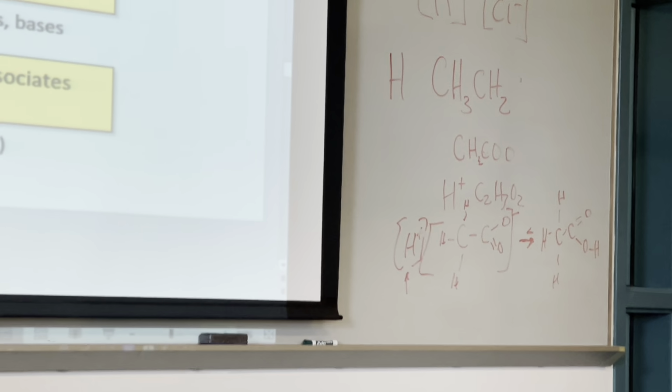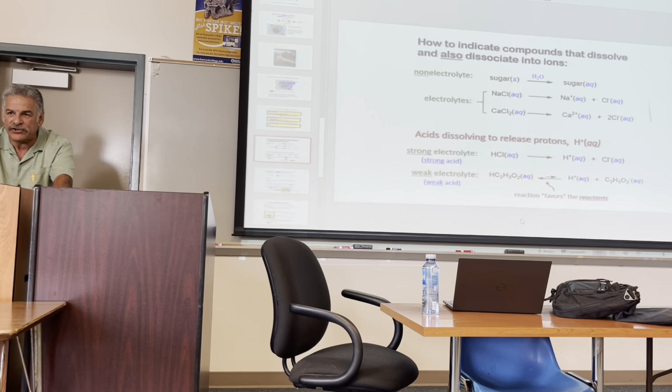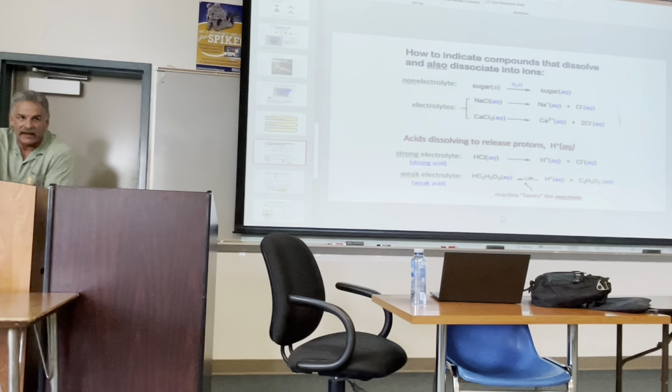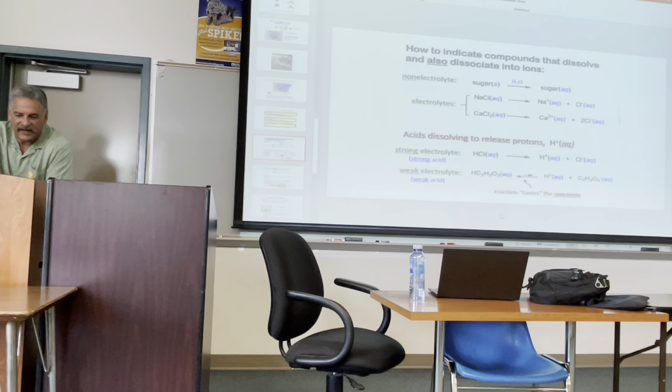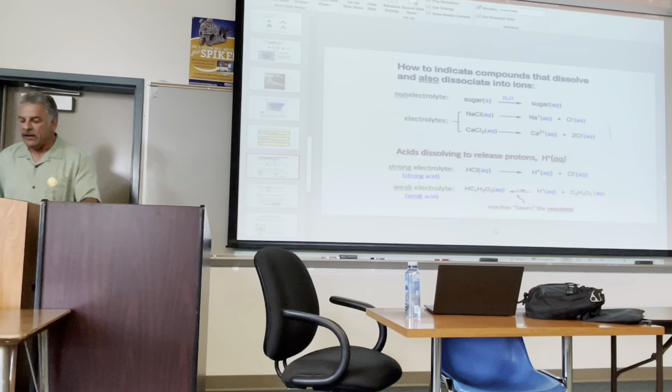All right, so how to indicate that compounds dissolve and also dissociate into ions. For non-electrolytes, like sugar, we dissolve it in water and we just write sugar aqueous, C6H12O6, and you just dissolve that. But you're breaking bonds between the molecules, you're not breaking the molecule. In electrolytes, sodium chloride completely dissociates into sodium ions and chloride ions, and calcium chloride into calcium ions plus chloride ions.